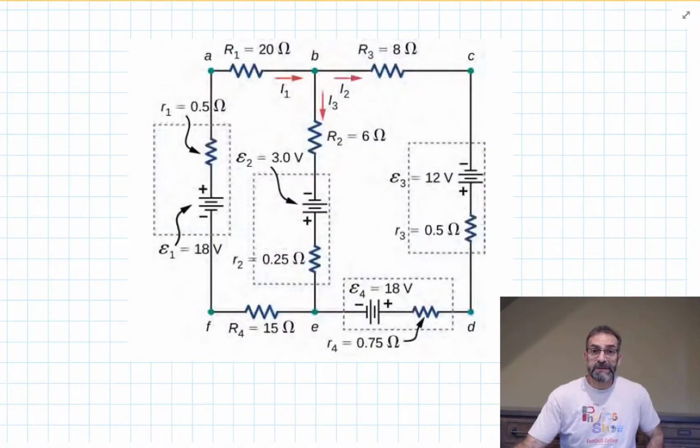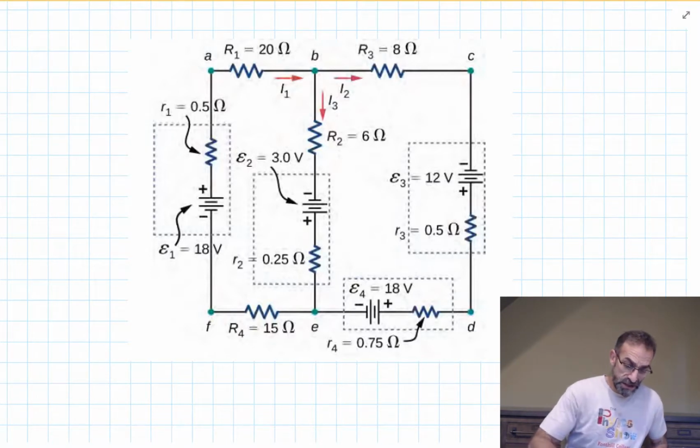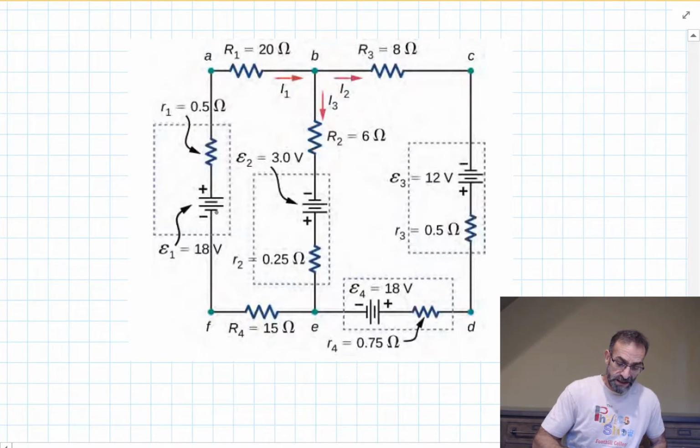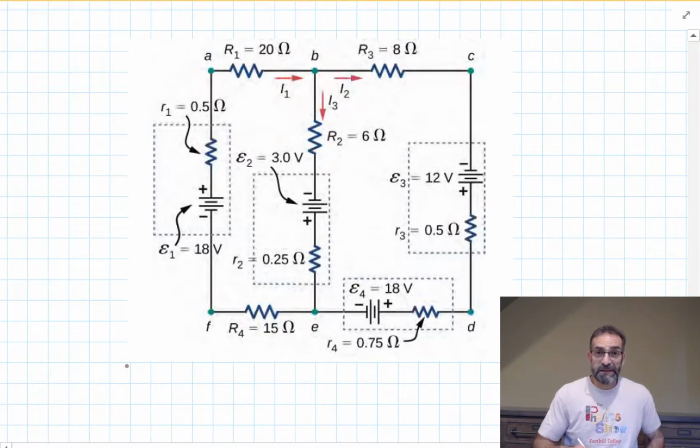Here's an image from the end of chapter problems in our OpenStax textbook. You can see that the dashed lines indicate a real-world battery with some internal resistance. They've indicated that the EMF of the battery is 18 volts by using the script E. And they're using lowercase r's in this circuit diagram for all the internal resistances of the batteries. In this case, we have a 0.5 ohm internal resistance and an 18 volt EMF for battery 1.